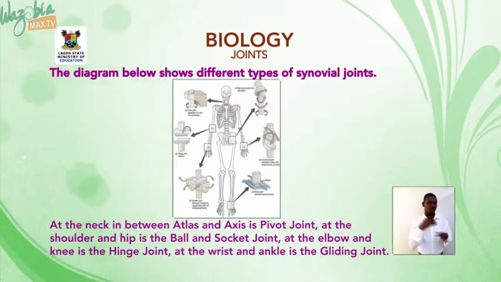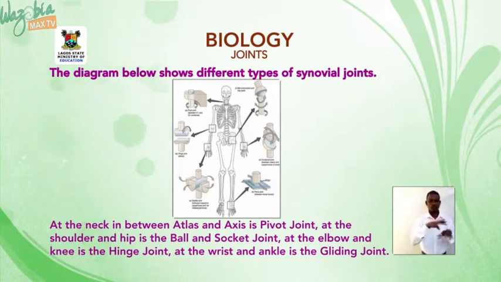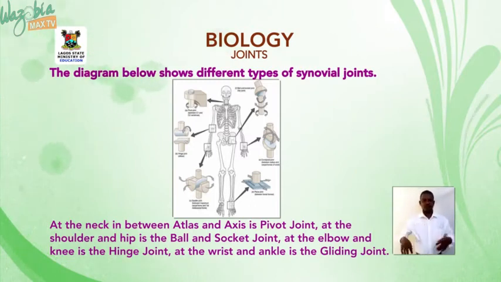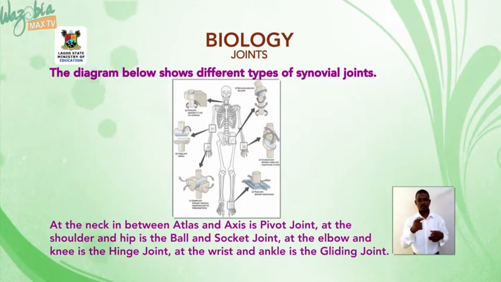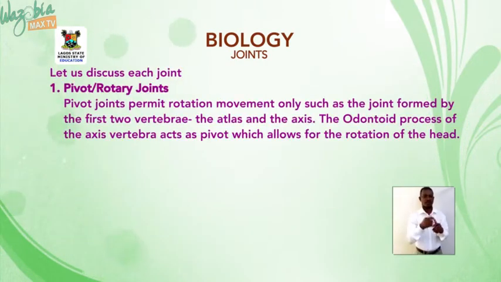The diagram below shows different types of synovial joints. At the neck, in between atlas and axis, is the pivot joint. At the shoulder and hip is the ball and socket joint. At the elbow and knee is the hinge joint. At the wrist and ankle is the gliding joint. Now let us discuss each joint.